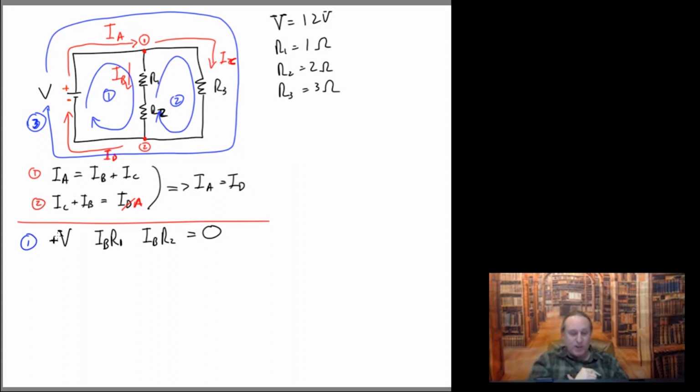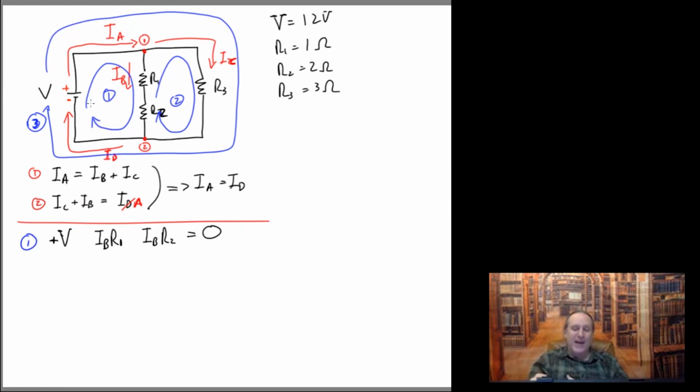So the sign of the voltage is an interplay between how my battery is oriented and the direction that I drew my loop. I drew my loop going clockwise. So as I cross the battery, I'm going from the negative to the positive, so I'm going uphill.